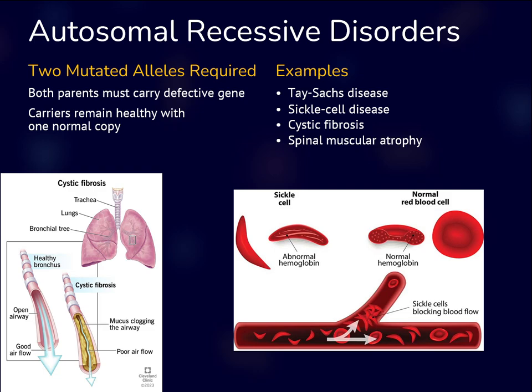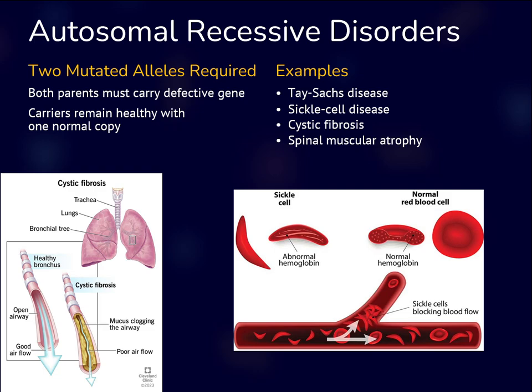Spinal muscular atrophy, or SMA, is a group of autosomal recessive disorders that cause progressive muscle degeneration. Babies with SMA may have trouble breathing and eating, and the condition usually leads to death by age 2 or 3.